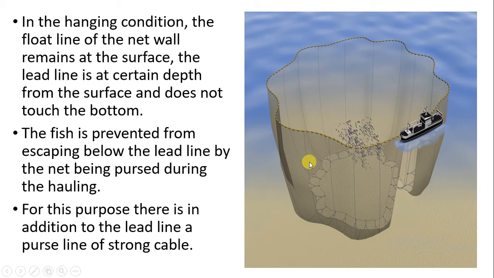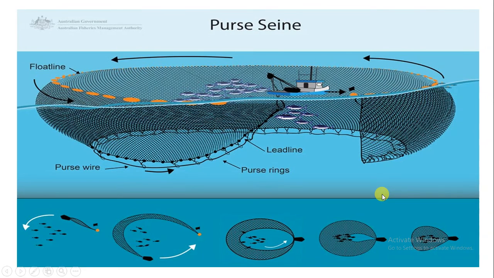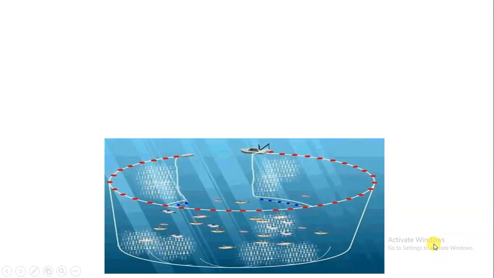For this purpose, in addition to the lead line, one more extra lead line is put so that hauling can be done well, and pulling can be done forcefully, and here there is use of a strong cable in this lead line of the purse line. So here you can see the diagram of the purse line. Here you can see two boats are required. One boat will hold the string and the other boat will move fast and make a kind of circular structure of this net, and then once the circular structure is made, the lead line present at the bottom will be pulled and automatically all the fishes are going to get captured in a very short time.